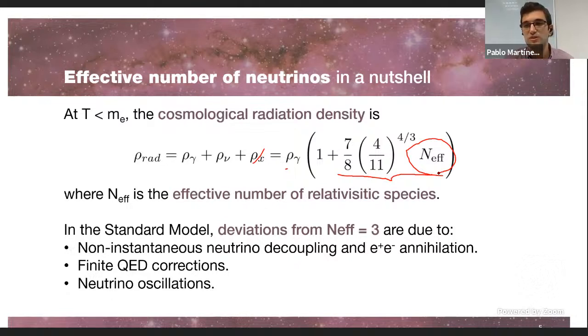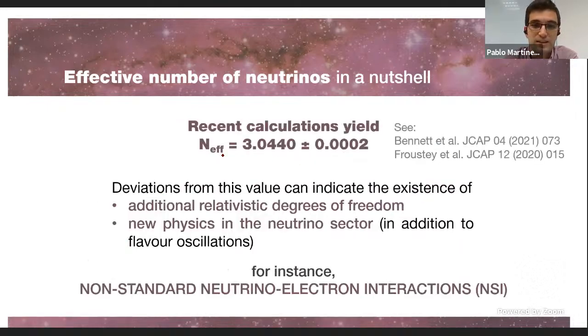But as I told you, it's not so easy. There are some deviations in the standard model from this exact number of 3. This is due, as I said, to the fact that there are non-instantaneous processes. Also, we have neutrino oscillations, which also generate a small deviation from 3, and finite temperature QED corrections. But these things can be taken into account. 2 different groups did so, and this is the most recent calculation that can be found in the literature. And you can see this tiny error, which is basically due to the uncertainties we have in the measurement of the oscillation parameters. So actually the theoretical framework is clear, and the main contribution to the uncertainty is coming from uncertainties in experimental data. So this is actually quite good.